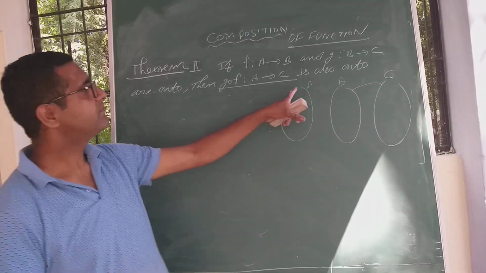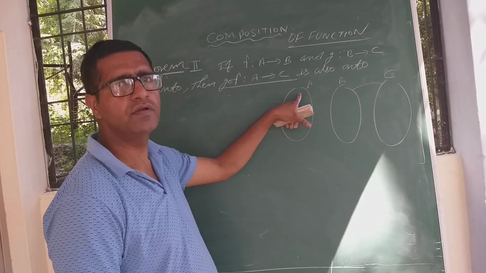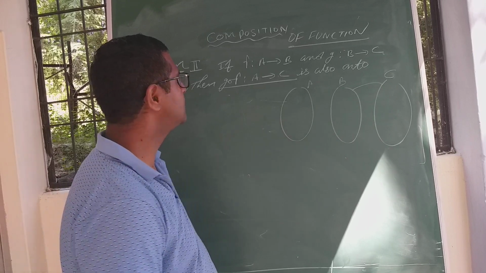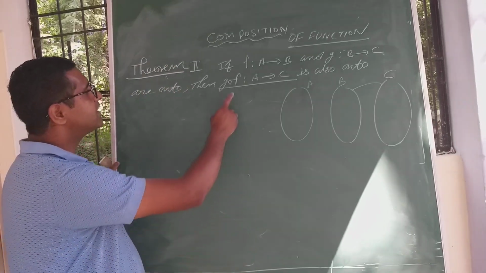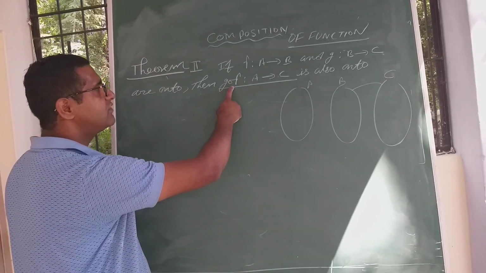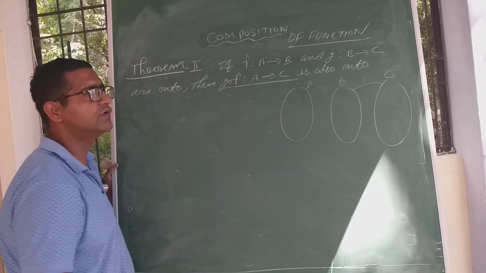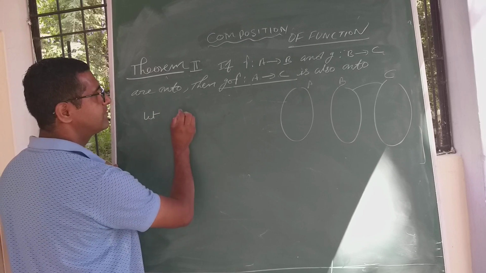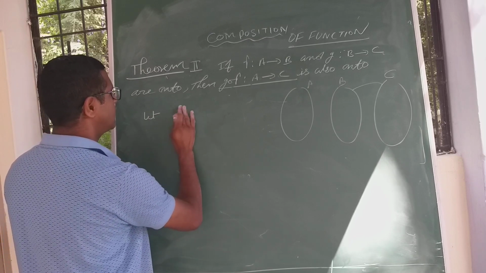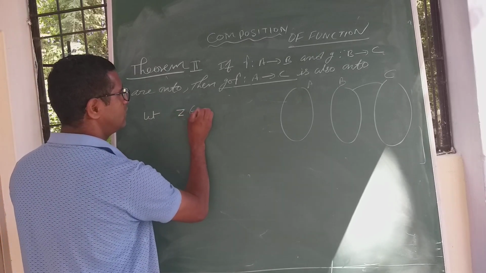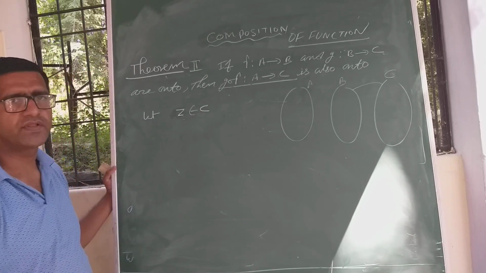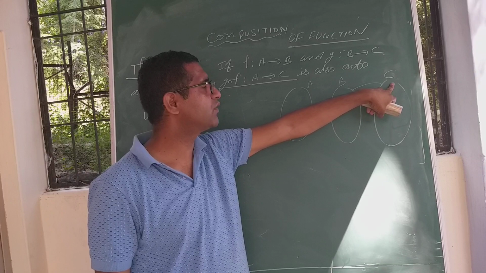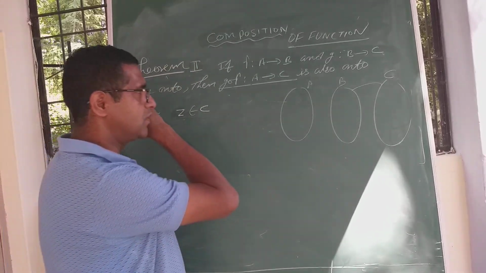Let I have three sets A, B, C, right? So we have to prove that g of f from A to C is also onto. Let us consider, let z belong to C. Let z belong to C means every element z belongs to C. Okay.